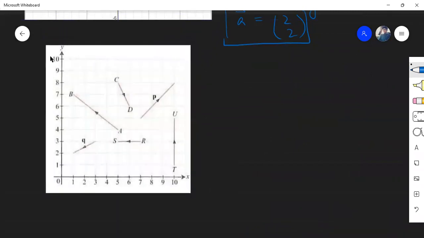So let's now write some column vectors. Let's practice this. Let's write the column vector of AB. A is the starting point and B is the ending point, because that's where the arrowhead is. So we're going to make a triangle like this.